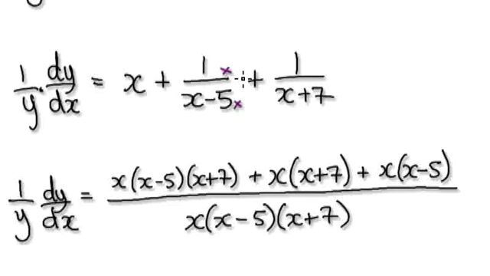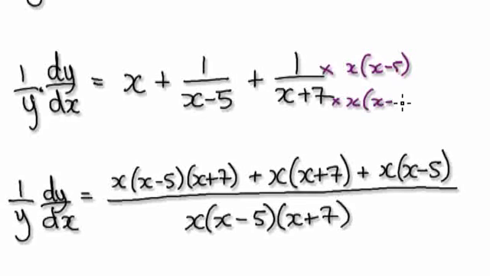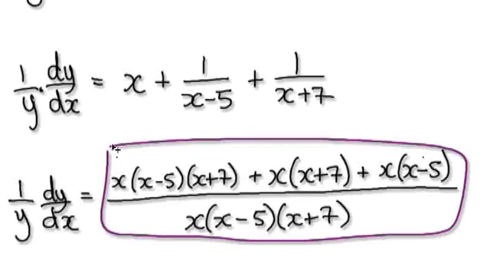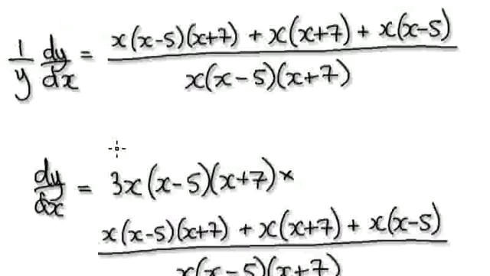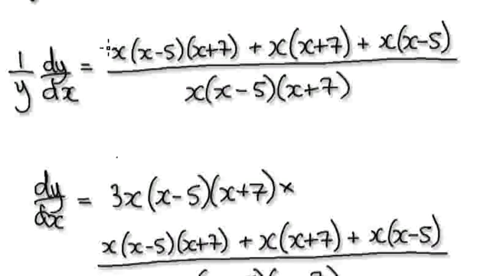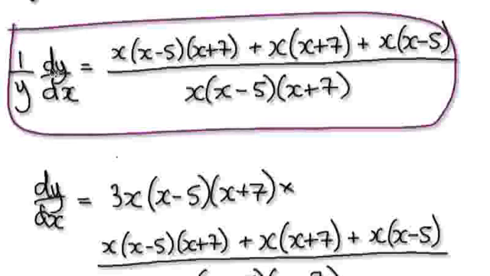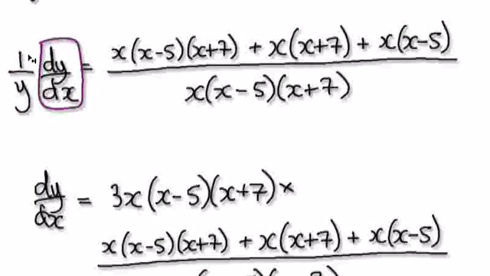And then this fraction here times top and bottom by x, and then x plus 7, and then x plus 7 here. And then for this fraction here, times top and bottom by x, and then x minus 5 here, and then x minus 5 here. Then all the denominators will be the same, and then you can merge them into one fraction. Okay, and then now looking at this here, you want to get dy by dx on its own. So times both sides by y.